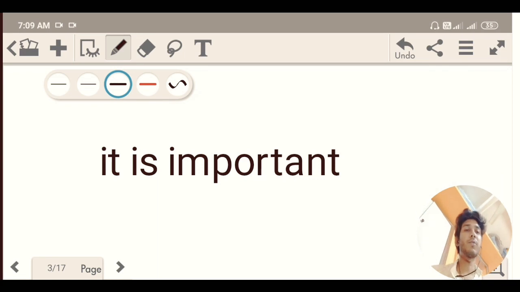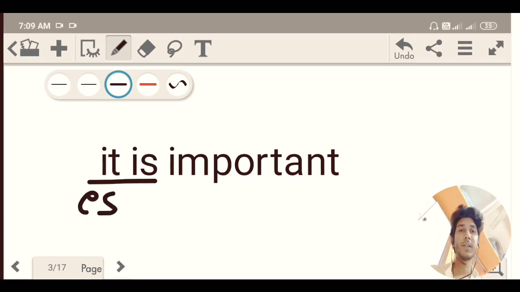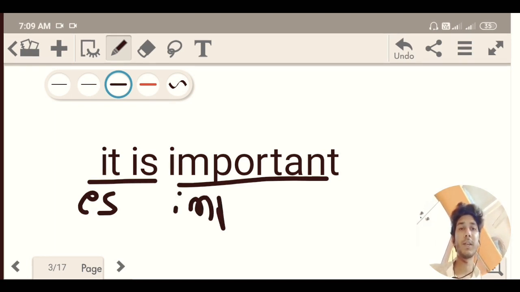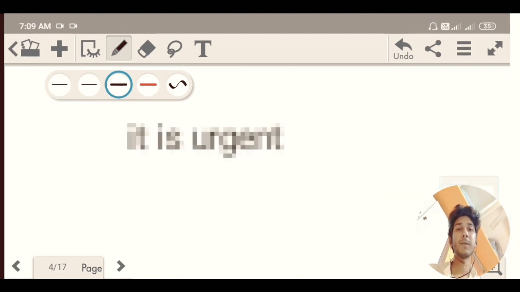Now we are going to do the direct translation of this sentence: "It is important." In the first slide we have seen that the word "it is" stands for es in Spanish, and the word important is importante. So the full translation of "it is important" is es importante.